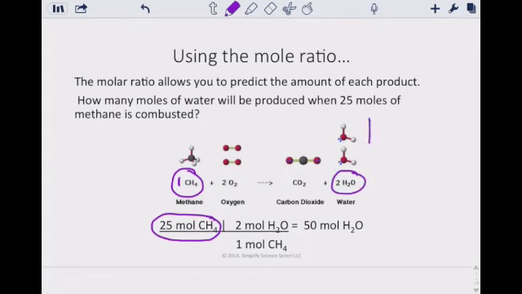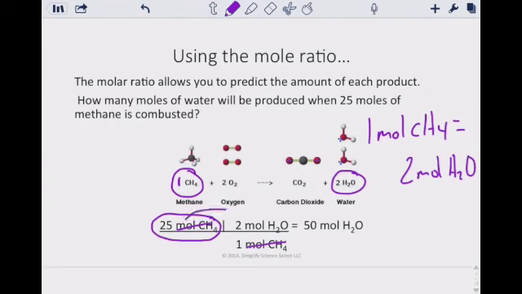So 1 mole of CH4 equals 2 moles of H2O. And this gives us a ratio. It gives us a statement of equality that we can use in dimensional analysis. We set it up where the units cancel. The moles of methane will cancel, and we're left with the moles of water.